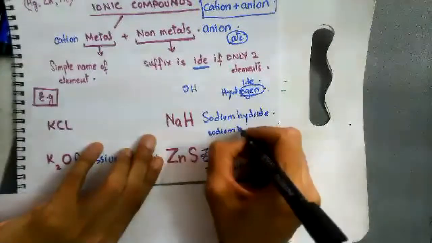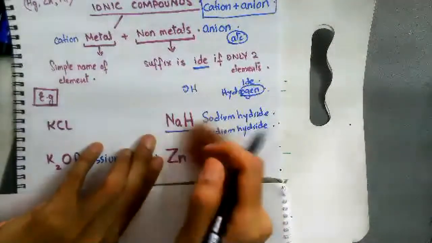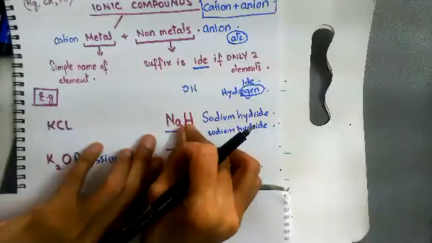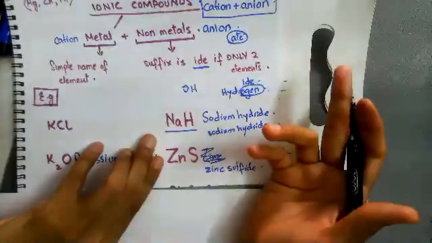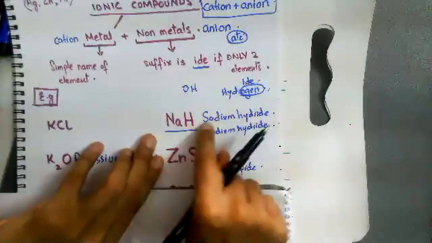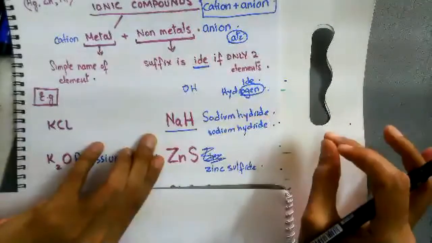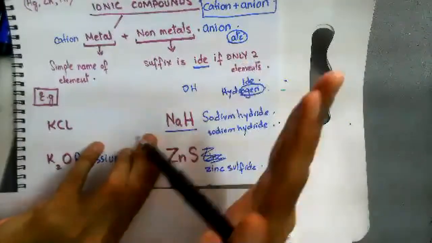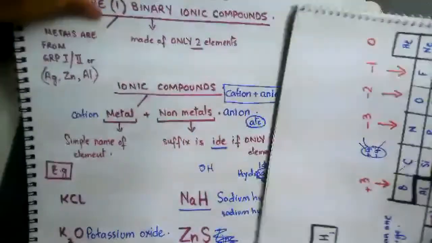Sodium hydride. So now, even grade 8 people, if they come across this, won't be able to name it, because they'll say, oh, we have never come across this. This is not written in the book. This is not included. How do I know? But simple. Use this rule. Name of the first element, name of the second element, add ide. End of the story, if it is made up of only two elements. Simple. Okay?